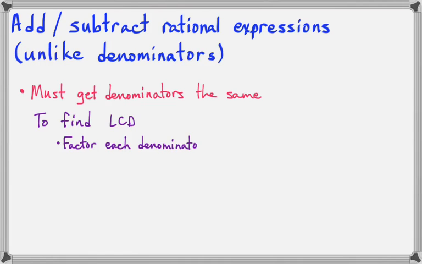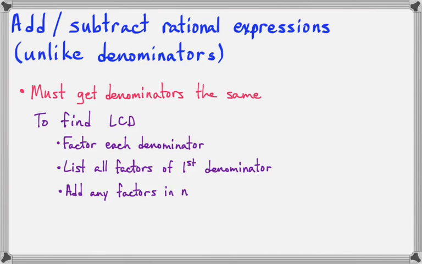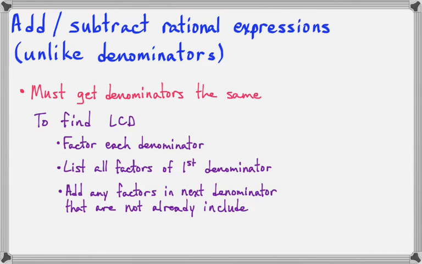You're going to factor each denominator, and then you're going to list all the factors from the first denominator, and then you're going to add any factors from the second denominator that you didn't already put in the common denominator. And we're going to practice this process over the next few examples, so even if it doesn't sink in right now, it will before we finish.